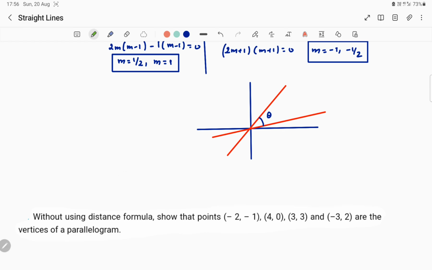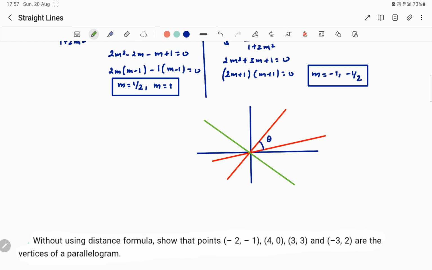Imagine it's passing through the origin. I'm not an art teacher, so let's say the slope is minus 1. Where will minus 1 by 2 be? Can you tell me whether it will be on this side or on this side?